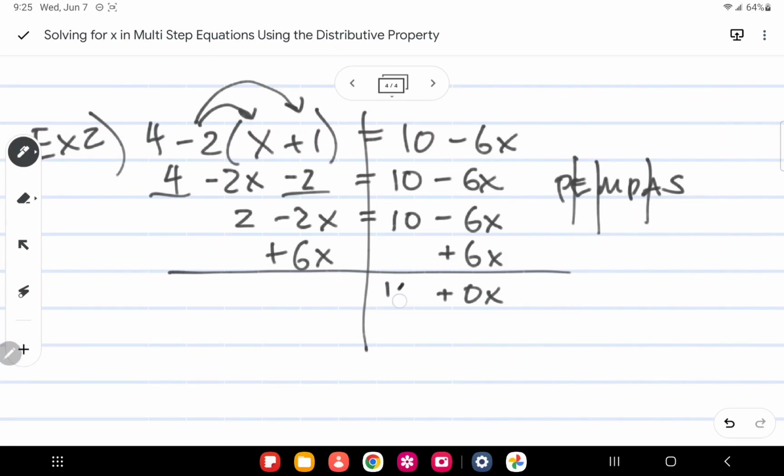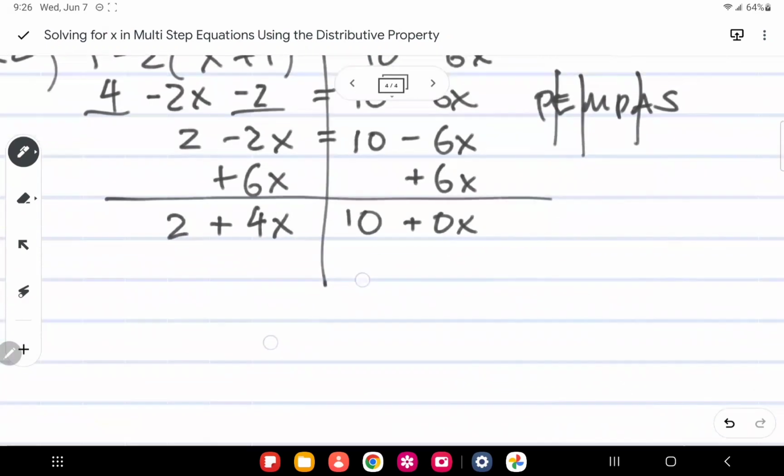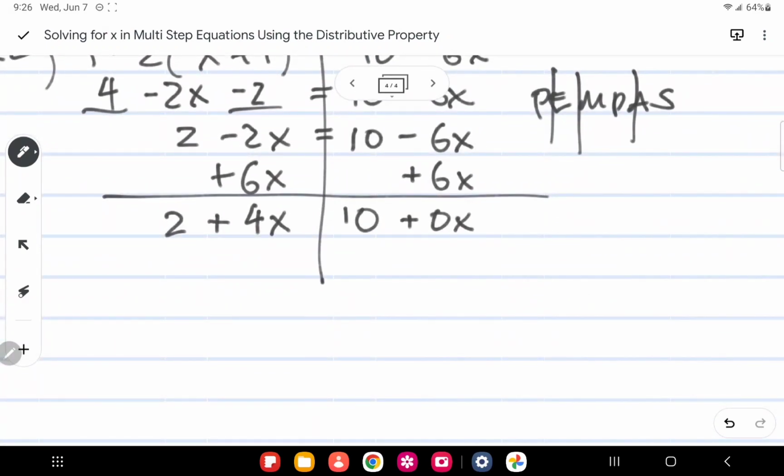And I bring down the 10. Negative 2x plus 6x, or 6x minus 2x, that's just positive 4x. And I just bring down the 2. Now the 0x just disappears, so I'll just rewrite everything. Now I don't really like my variable on the very left, so I'll just reorganize this as 4x plus 2 equals 10.